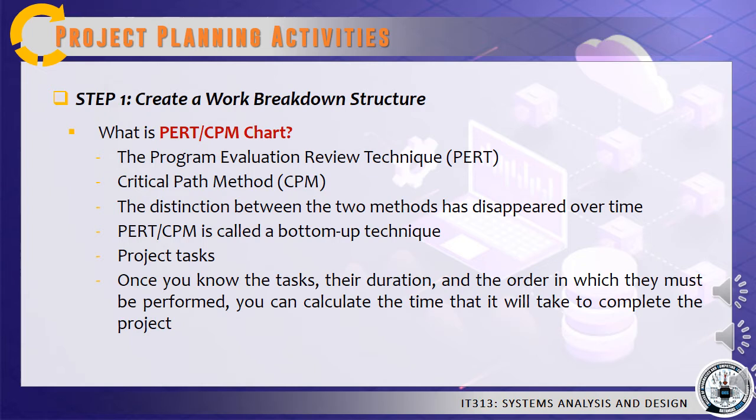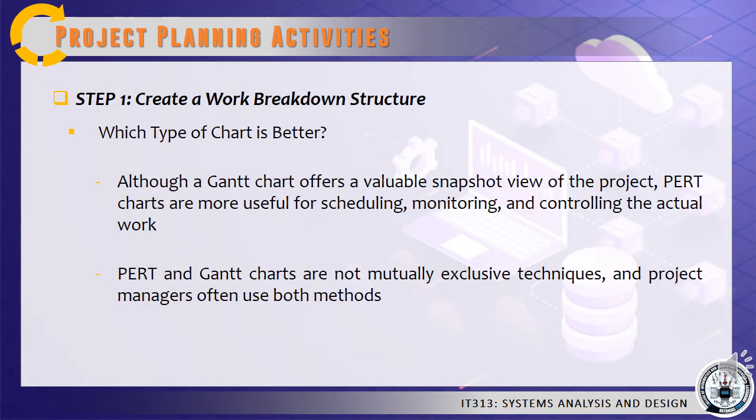Once you know the tasks, their durations, and the order in which they must be performed, you can calculate the time that it will take to complete the project. You also can identify the specific tasks that will be critical to the project's on-time completion. Although a Gantt chart offers a valuable snapshot view of the project, PERT charts are more useful for scheduling, monitoring, and controlling the actual work.